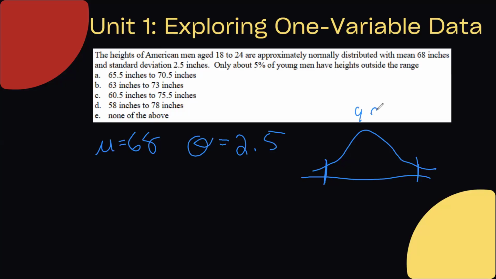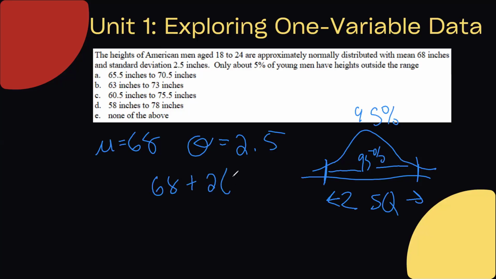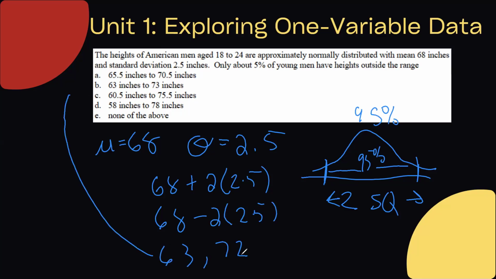That means we're looking at the middle 95%. That would be two standard deviations above and below the mean. So 68 plus 2 times 2.5 and 68 minus 2 times 2.5. And that's going to give us a range of 63 to 73, which is choice B.